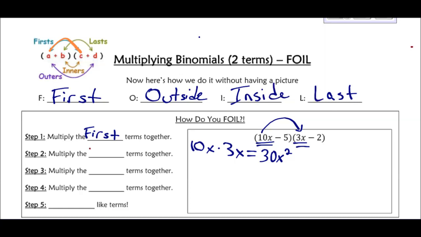I'm now going to multiply the outside terms. And when I say outside, I mean the outside of the problem, like the whole problem, 10x times negative 2. Doesn't change the x at all. I'm just multiplying 10 times negative 2. That's negative 20x.